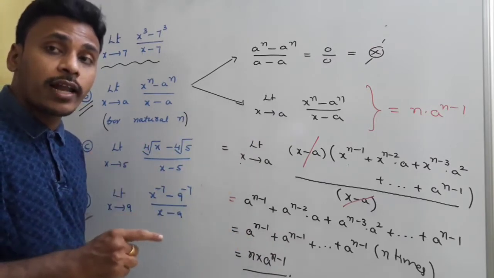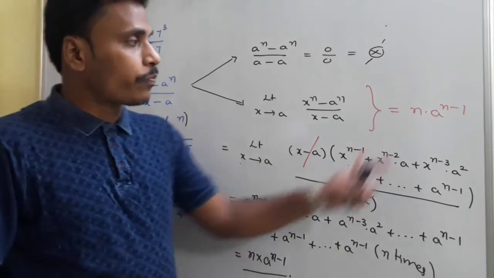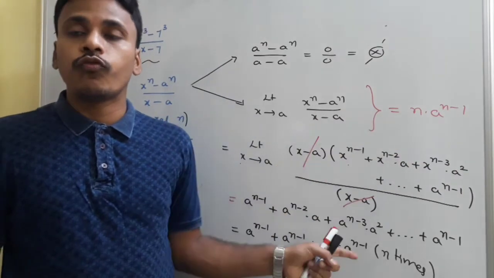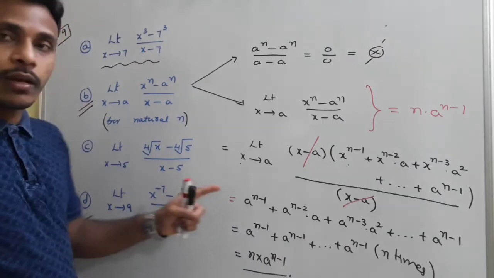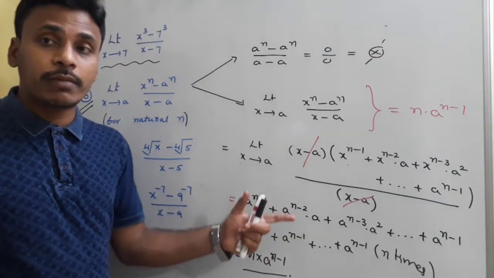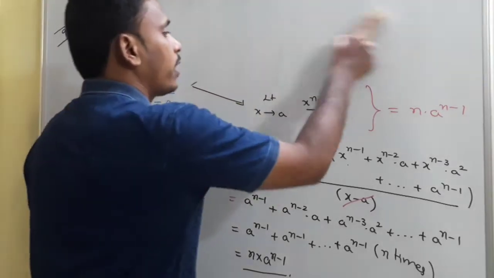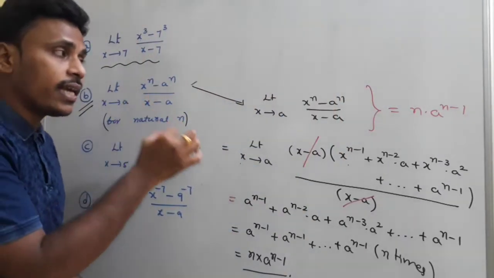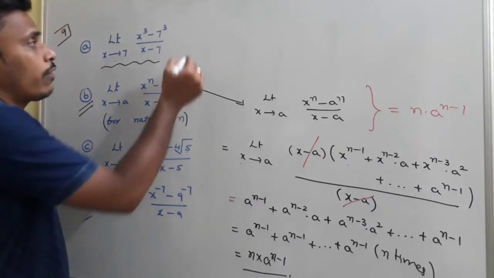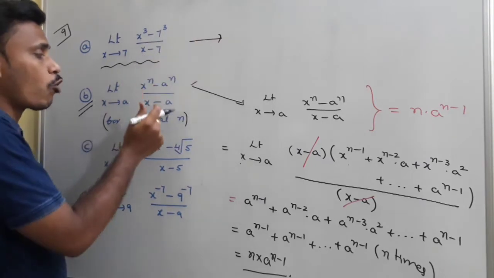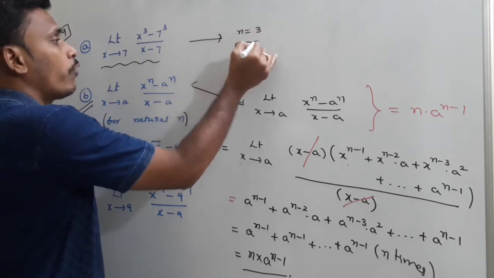If n is not natural, what will happen? If n is not natural, then also the result is acceptable, but the proof is a little bit different. But without mentioning the proof, I will give you some problems, okay? To generalize, this statement is acceptable for everything, okay? So first of all, limit x tends to a, x power n minus a power n by x minus a is n times a power n minus 1 if n is natural. Once again, now you just solve the first problem. When you compare the first problem with the second one, what do you say? The value of n is 3, whereas the value of a is 7.